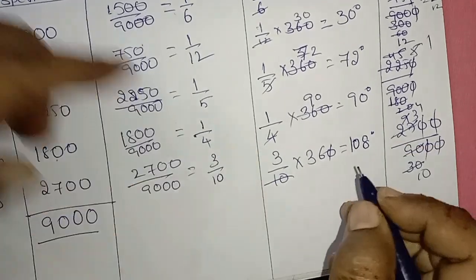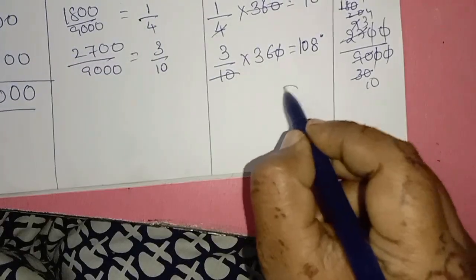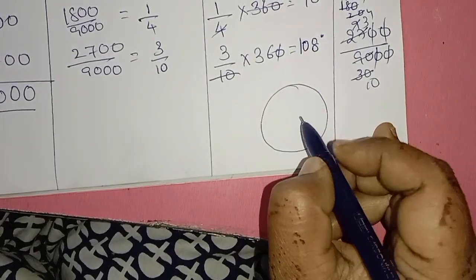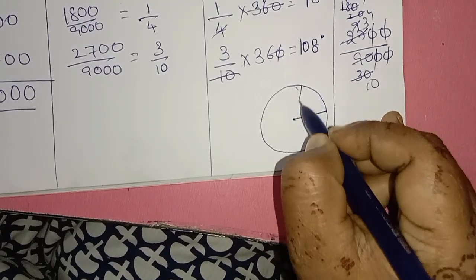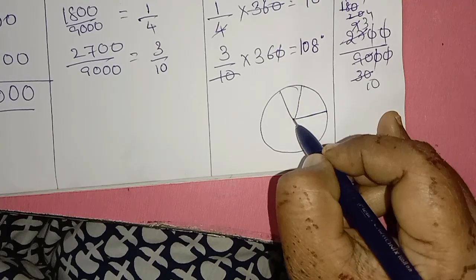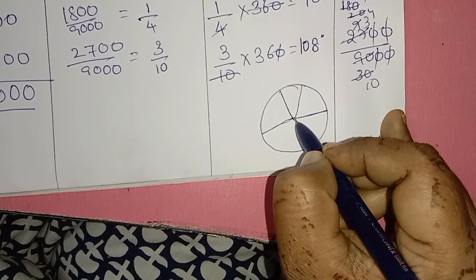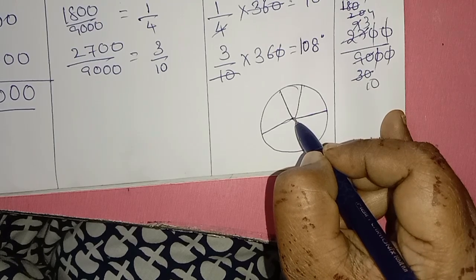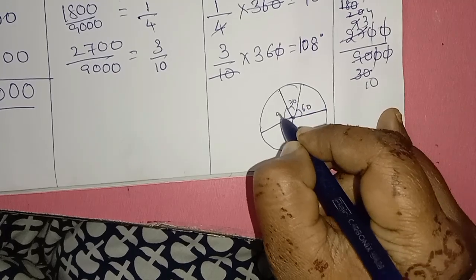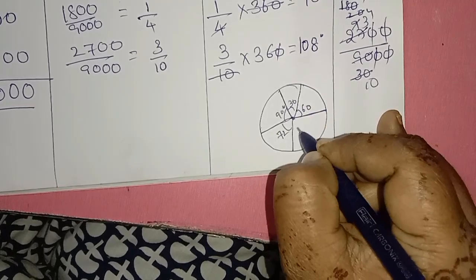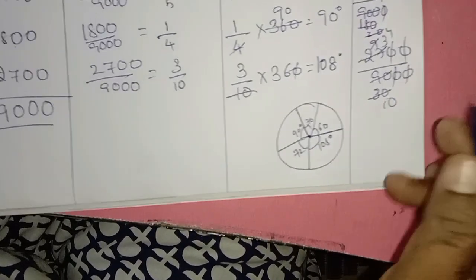So you have to draw them in circle format. You will get like this. First one, 60 degrees from the center; this is your base. Draw 60 degrees. From here 30 degrees. From here 90 degrees. Then 72 degrees and 108. Like this you'll get the pie chart, right?